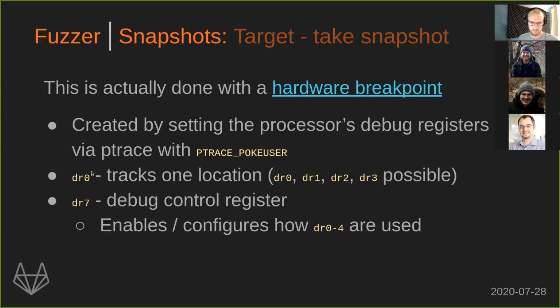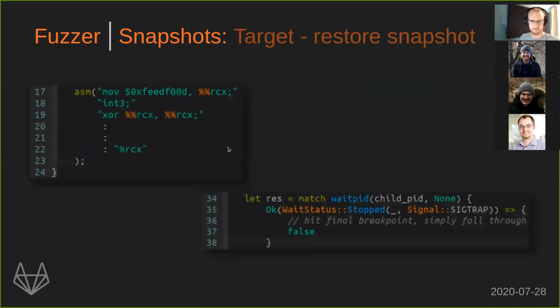The DR7 register is a debug control register, and you set values inside of that register to enable or disable each of these DR0, 1, 2, or 3 registers. It's a little more complicated than that, but that's the gist of it. And you set these registers specifically with ptrace POKEUSER. You can't use the normal GETREGS request.